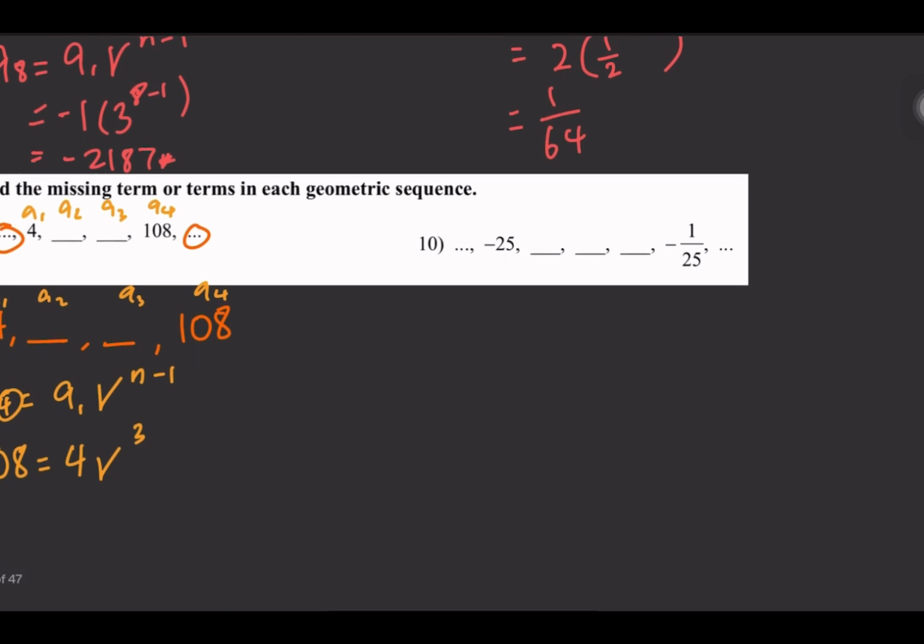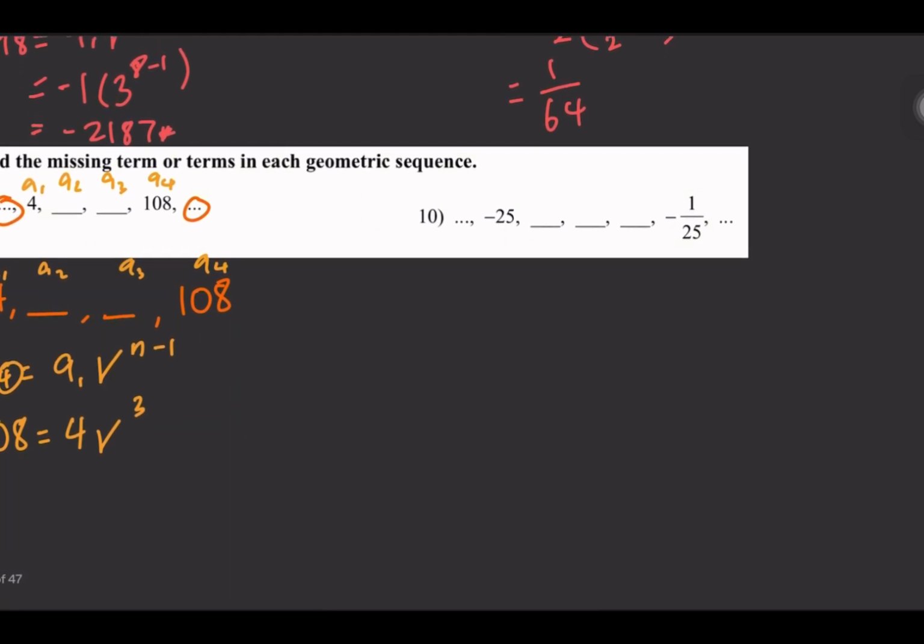And then we can use basic algebra to find out that r equals the cube root of 1 over 8 over 4, which is 3. So we found our common ratio is 3.